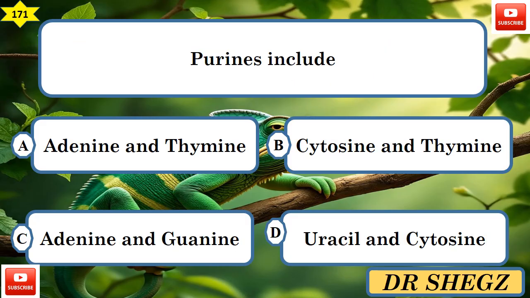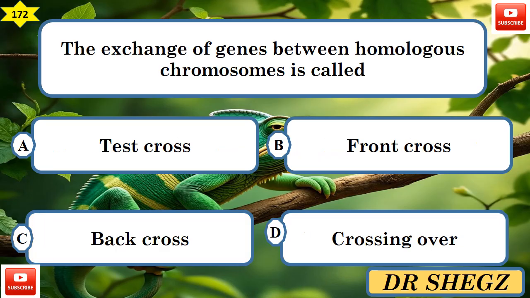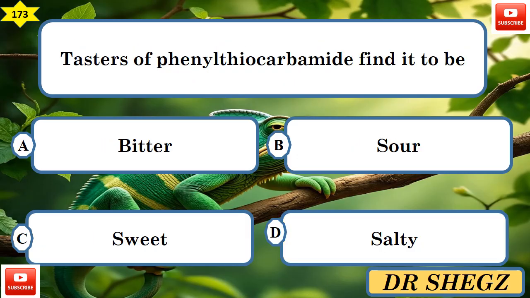Purines include, we've done this earlier in our series. So the purines include adenine and guanine, while cytosine and thymine are pyrimidines. The exchange of genes between homologous chromosomes is called crossing over.